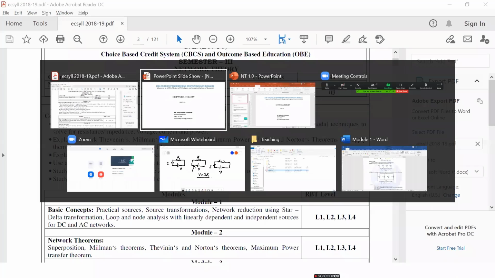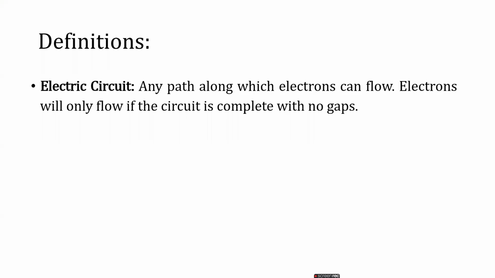Now, we start the network theory subject with a few definitions. After the completion of all these things, we can touch a few problems on series and parallel networks. So what do you mean by a circuit here? A simple circuit or electric circuit, one and the same. Here it is written, I read now: any path along which electrons can flow. So electrons will only flow if the circuit is complete with no gaps.